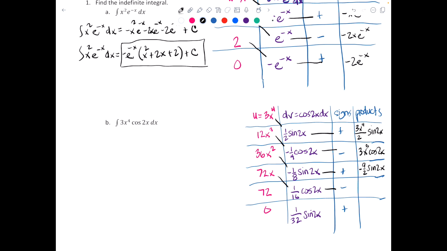All right, 8 divides 72 and 16. So we'll end up with, and then we need to flip the sign, so we'll end up with negative 9/2 again, and then cosine 2x. And then we have 72 times 1 over 32. We don't flip the sign. So we'll get, let's see, for sure 8 divides both. So that would be 9/4, I believe, times sine 2x. Whew!